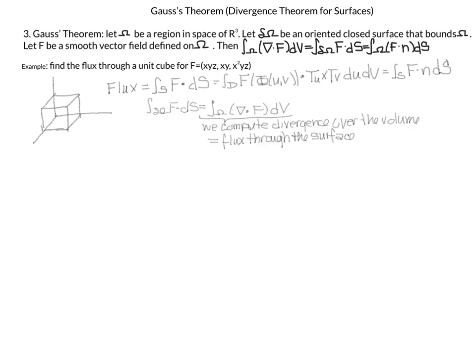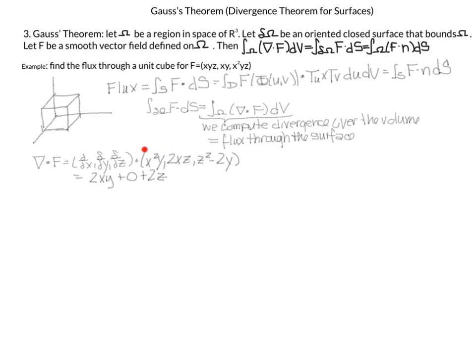So remember, we calculated the flux over the surface, but we can also look at the divergence over the volume. So here, we can compute divergence over the volume. And this should equal the flux through the surface. I will start by calculating the divergence of f, which I have written here.